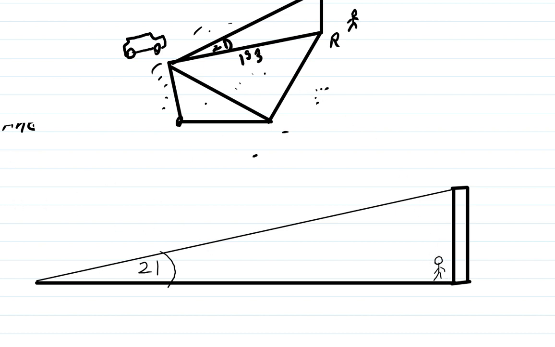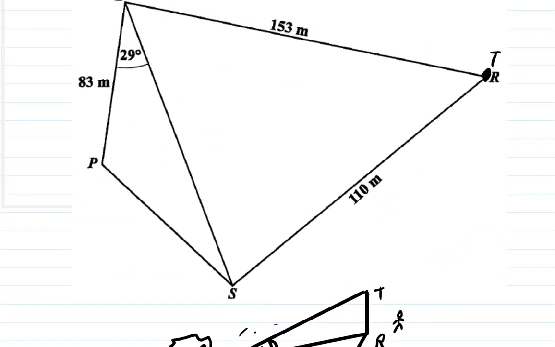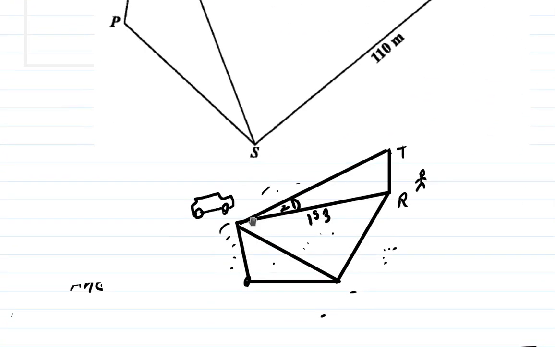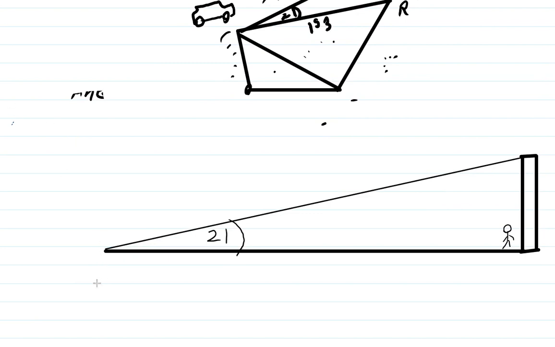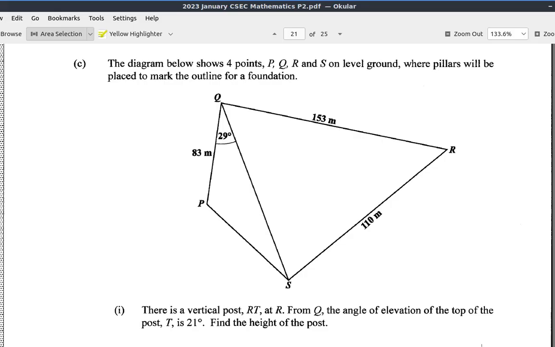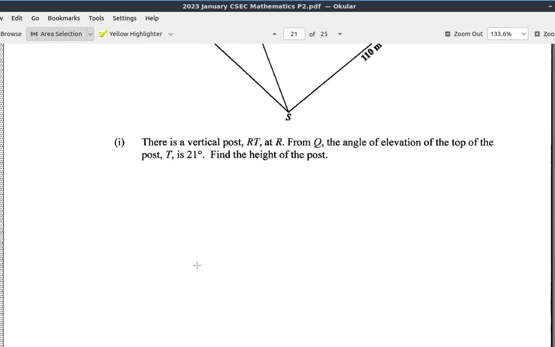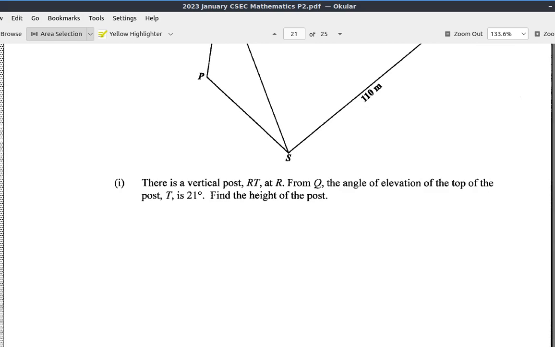And this distance now, what is it again? 153. This would be a Q. Q would be here, R here, and T up here. Alright. So, right up there now, 21 degrees. What do they want again? Find the height of the post. Alright, it's 2 marks they're giving for that.